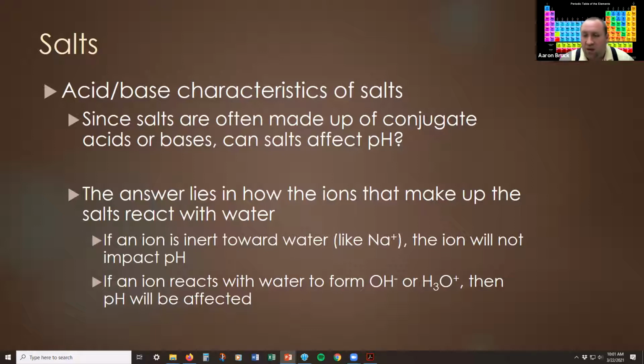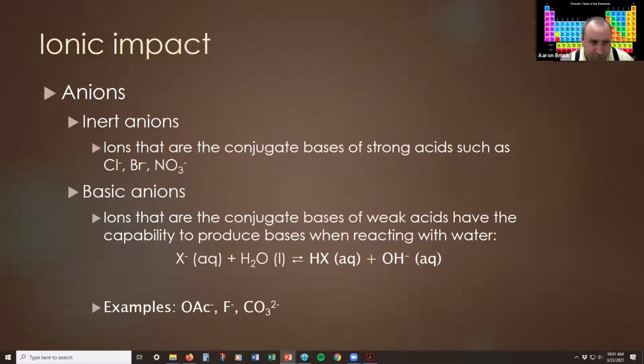But if we do have conjugates that are derived from weak acid or weak base sources, then we know, based on things like titration curves and conjugate acid-base behavior, that they are going to react with water. And when they react with water, they will either form hydroxide ions or hydronium ions. The presence of those hydroxide ions will give it a basic pH, and the presence of those hydronium ions will give it an acidic pH. So again, it comes down to recognition. Let's take a look at each ion in turn.